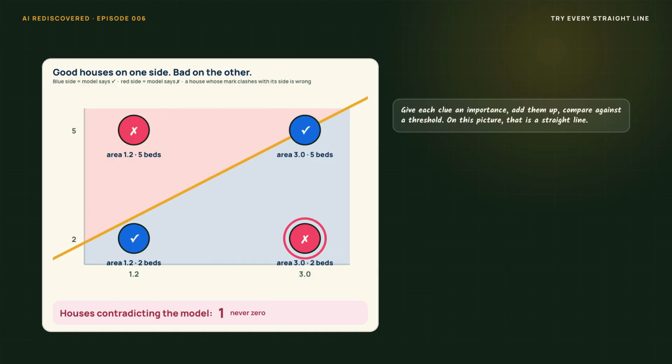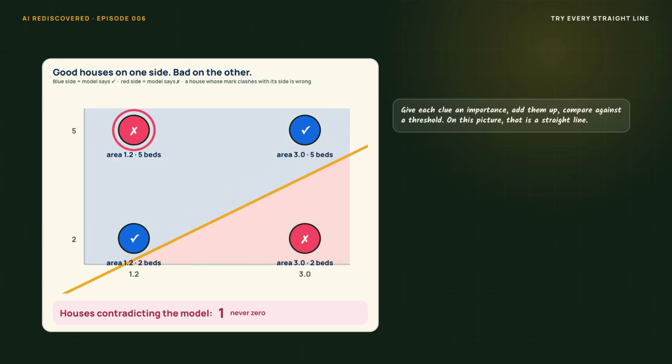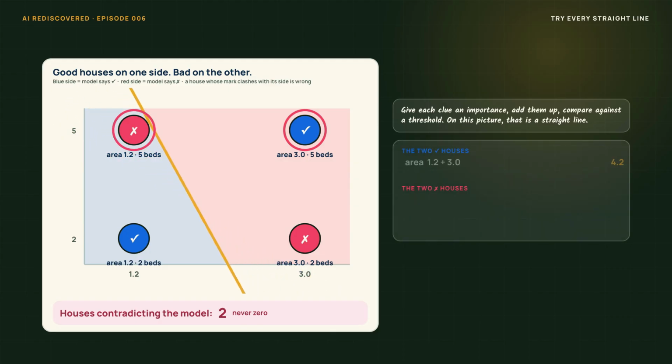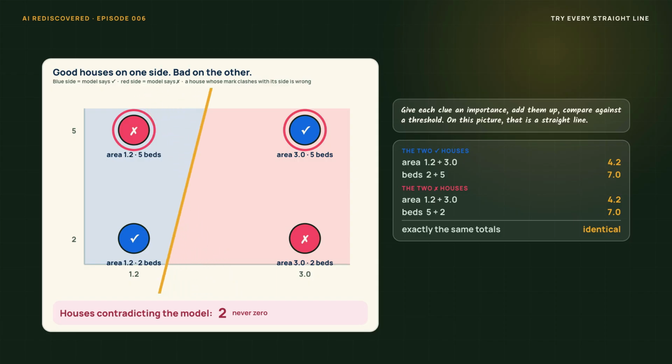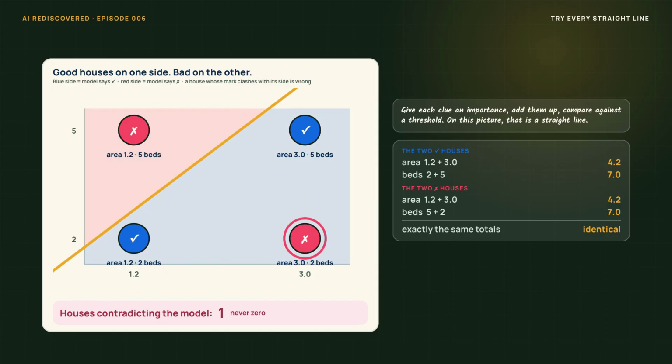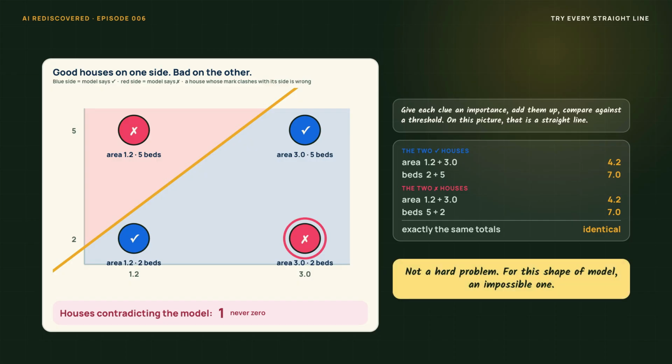Watch what keeps happening. Every single line puts one of the good houses on the wrong side. And this is not bad luck. Add up the 2 good houses. Area 4.2, bedrooms 7. Now add up the 2 bad houses. Area 4.2, bedrooms 7. They are identical. Any weighted total gives both pairs exactly the same score. So no line, no slope, and no threshold can ever put one pair above the other. This is not a hard problem. For this shape of model, it is an impossible one.